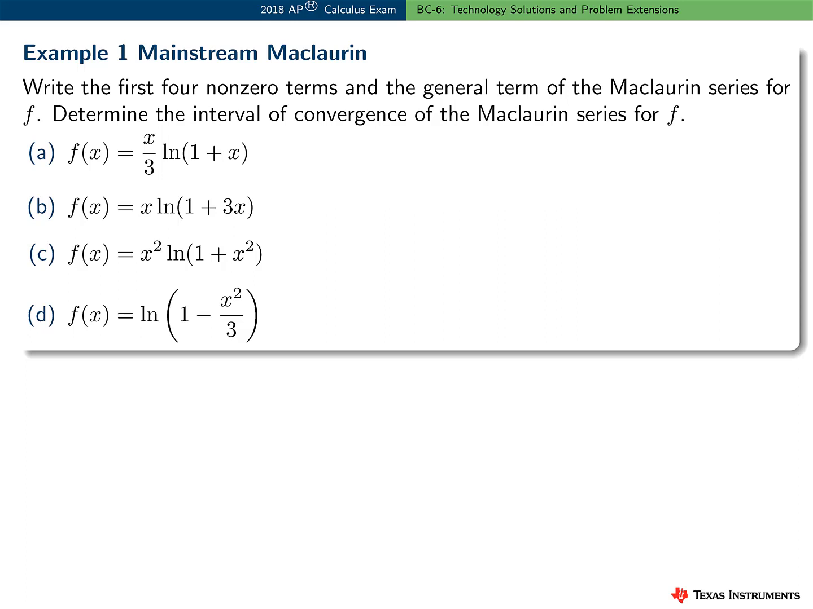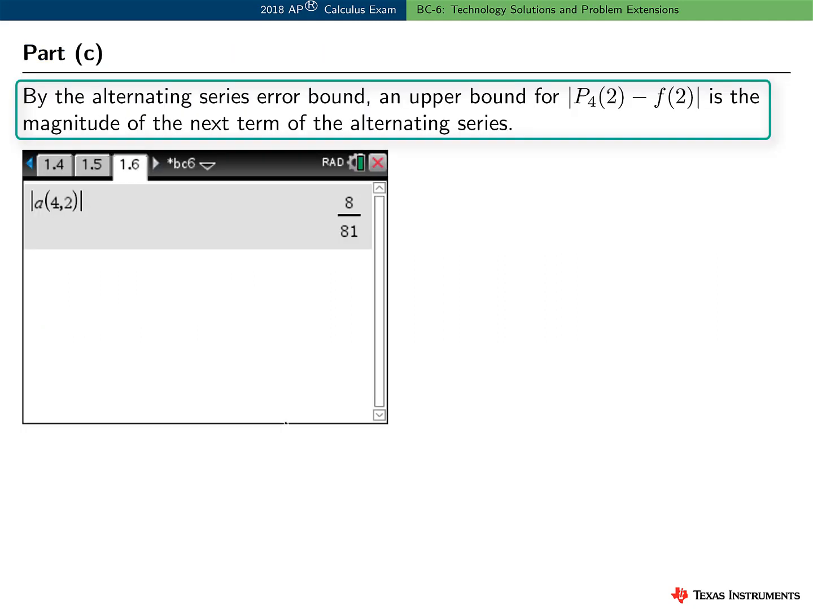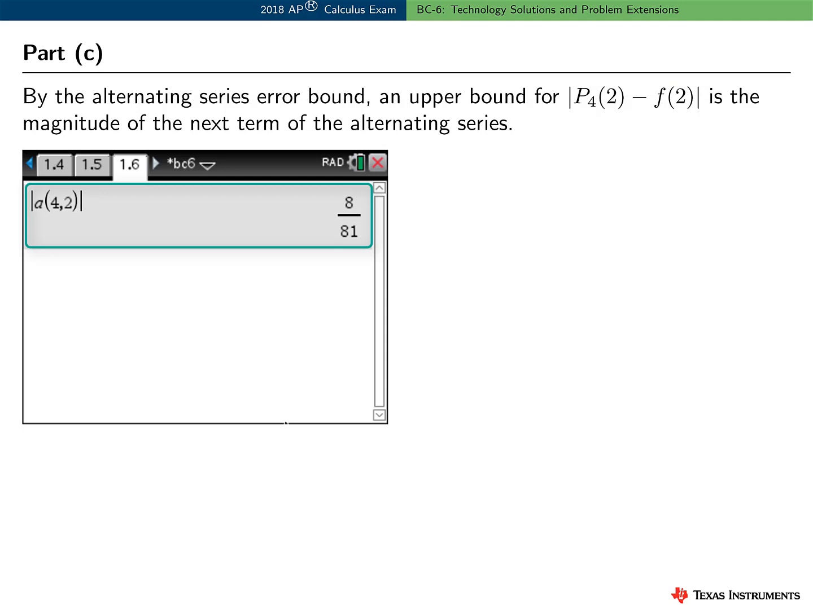Write the first 4 non-zero terms and the general term of the Maclaurin series for f, and determine the interval of convergence for each. To solve Part C using technology, I'll use my function a already defined, which represents a term in the series and is a function of n and x. I need the magnitude of the 5th degree term for x equal 2. Note that for n equal 4, a returns the 5th degree term. And this produces a bound on the error of 8 divided by 81.